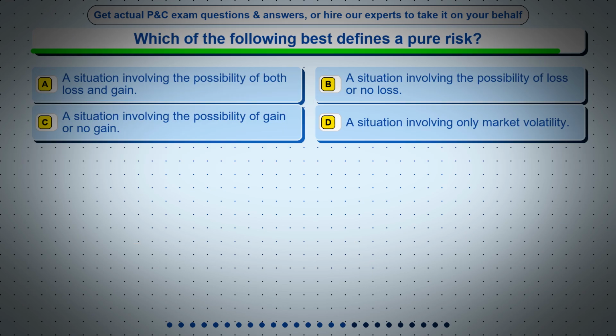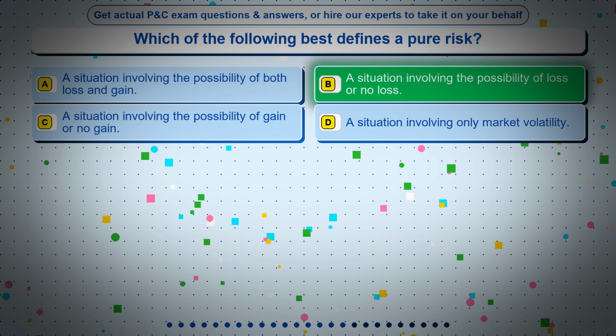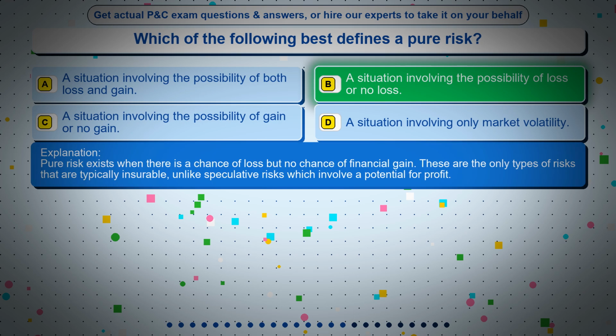Question 16. Which of the following best defines a pure risk? Option A. A situation involving the possibility of both loss and gain. Option B. A situation involving the possibility of loss or no loss. Option C. A situation involving the possibility of gain or no gain. Option D. A situation involving only market volatility. The correct answer is option B. A situation involving the possibility of loss or no loss. Pure risk exists when there is a chance of loss but no chance of financial gain. These are the only types of risks that are typically insurable, unlike speculative risks which involve a potential for profit.